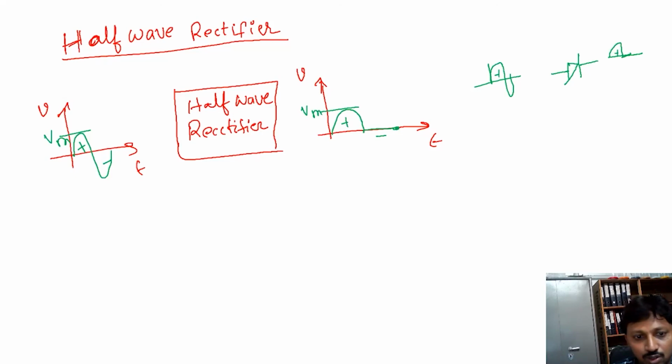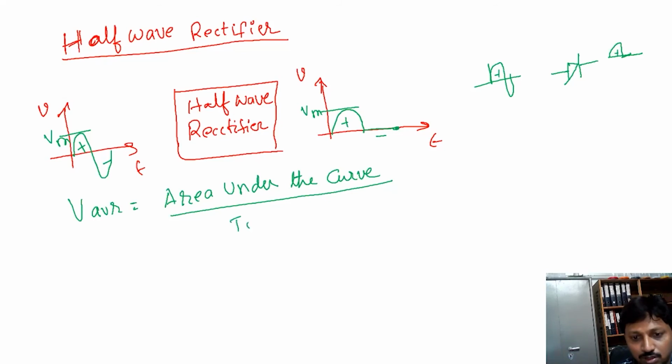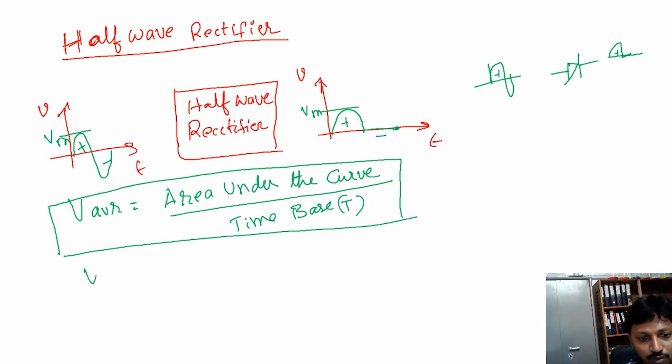So how are we going to find it? V average is equal to, as you know, the area under the curve by the time base T. This is the equation, you know that very well. So here V average is equal to the area under the curve, this area.